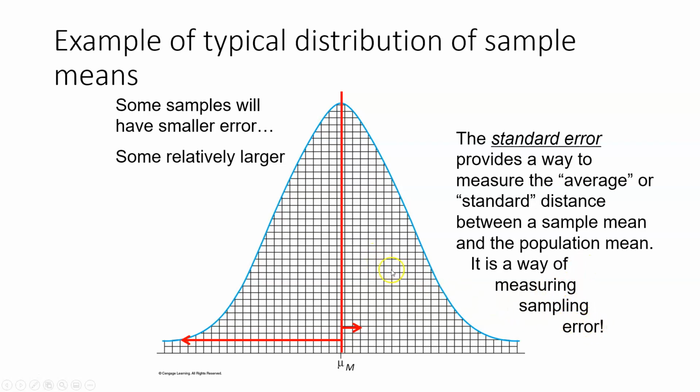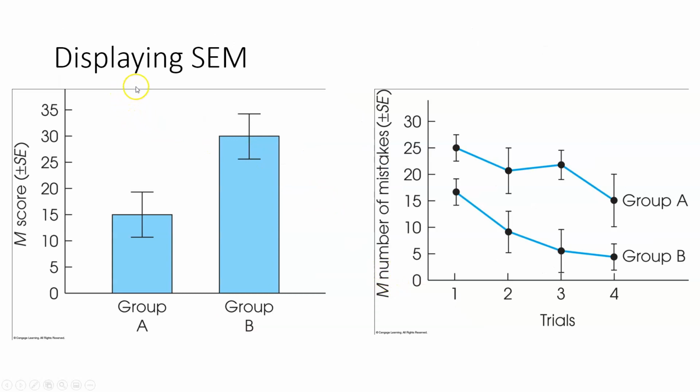It's a way of figuring out how wrong we are, how far apart our sample means typically are from our population mean. When we're displaying standard error of the mean, we usually use these bars that span a score above and below. So group A might have had a mean of 15, but the standard error is some guess of the true distance where the population mean falls, above or below that guess of 15.